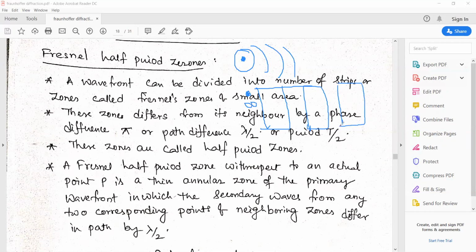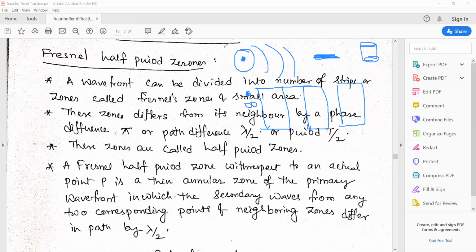So when the point source is at infinite distance, you will get a planar wavefront. If there is a linear source, what kind of wavefront will you get? You will get cylindrical wavefronts. Just remember these things. Point source, you will get spherical wavefronts. Point source placed at infinite distance, you will get a planar wavefront. If there is a linear source, you will get a cylindrical wavefront.